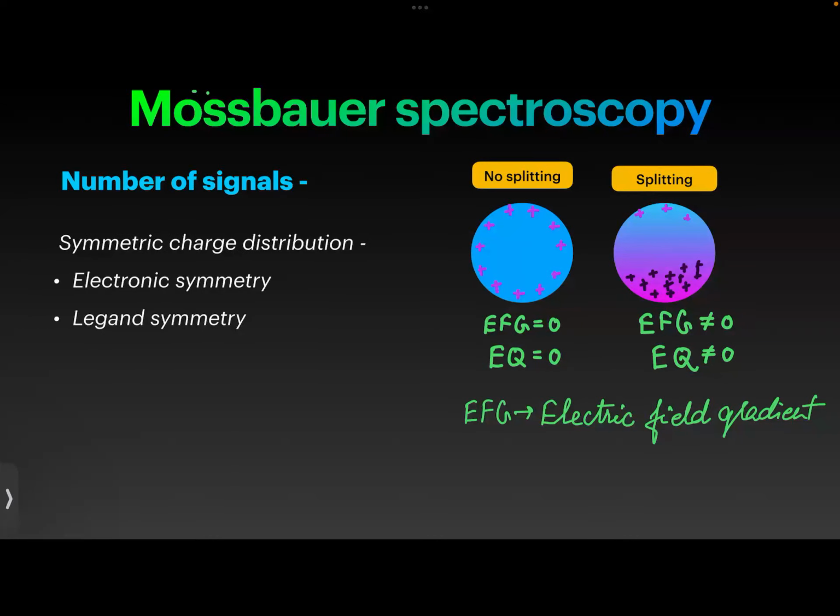There are two symmetries present in any system. The first is electronic symmetry and the other is ligand symmetry. Electronic symmetry means, imagine we have T2g state and Eg state. In the T2g state we have either 0 electrons, 3 electrons or 6 electrons. So either they are totally vacant, half filled or fully filled. In these three cases, there is electronic symmetry. It means there is no field gradient. In the Eg case, either 0, 2 or 4. In these cases, there is symmetry and there is no field gradient.